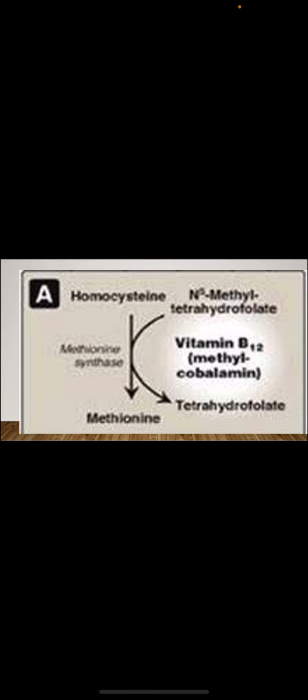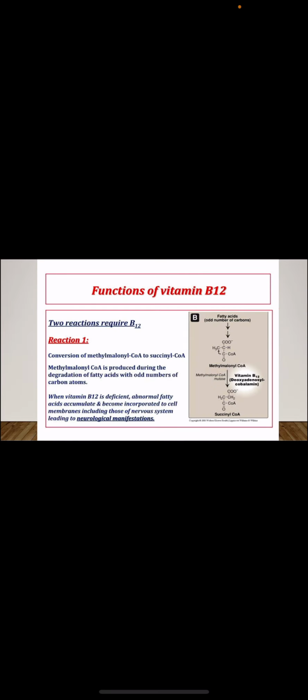discussing this reaction. So the second reaction in which vitamin B12 plays an important role: many fatty acids break down into methylmalonyl CoA. Now this methylmalonyl CoA, using the enzyme mutase, has to be converted into succinyl CoA, and this reaction needs vitamin B12 as a coenzyme. If there is deficiency of vitamin B12, your methylmalonyl CoA is not converted into succinyl CoA.